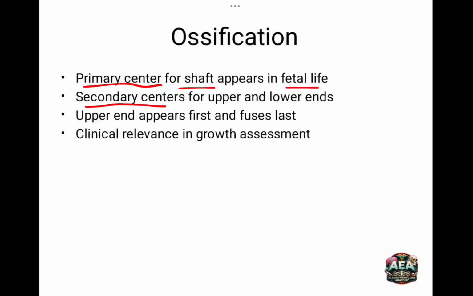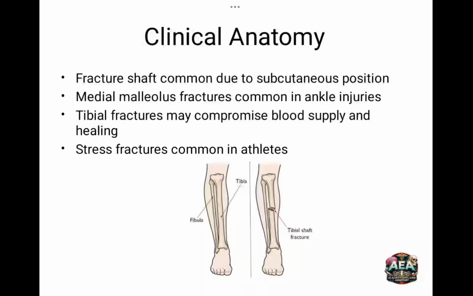Ossification. We have primary ossification centers for the shaft, which appear in fetal life. We have secondary ossification centers, which appear at the upper and lower ends. The ossification centers of the upper end appear first but fuse last. This knowledge is important for growth assessment, because as you look at the tibia, the presence of any center of ossification tells you about the growth. Is the bone completely developed, or is it still developing? This is the importance of ossification centers.